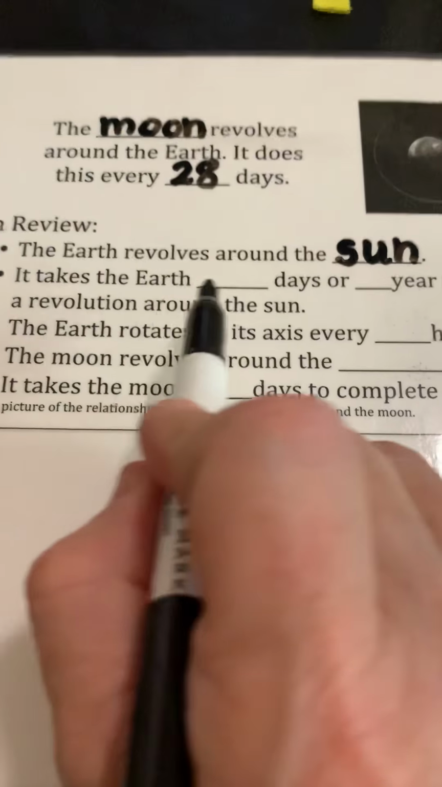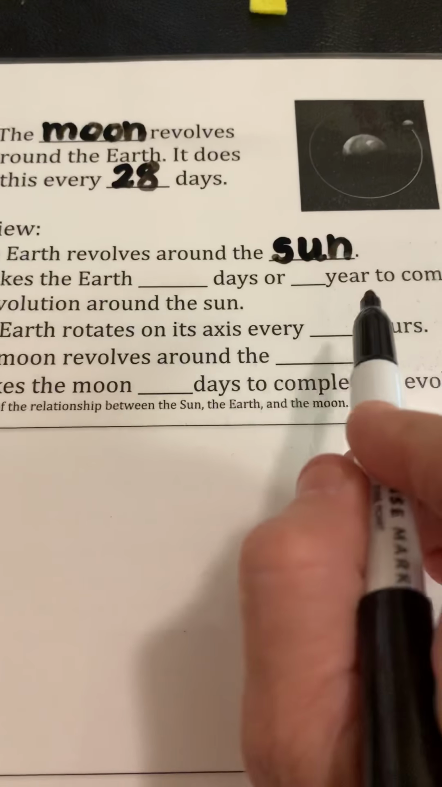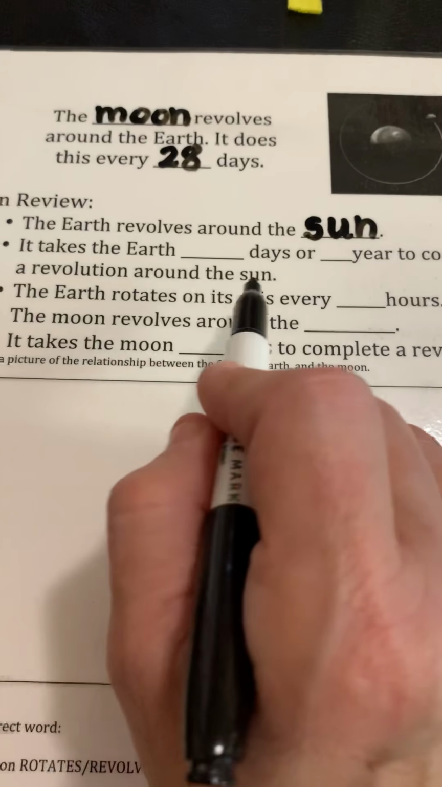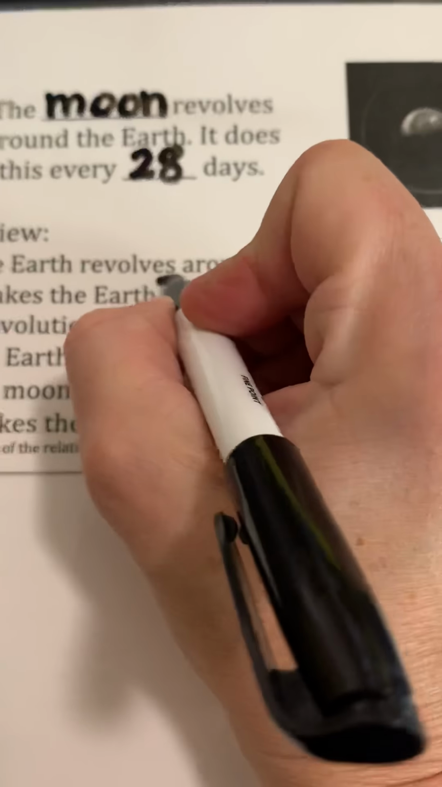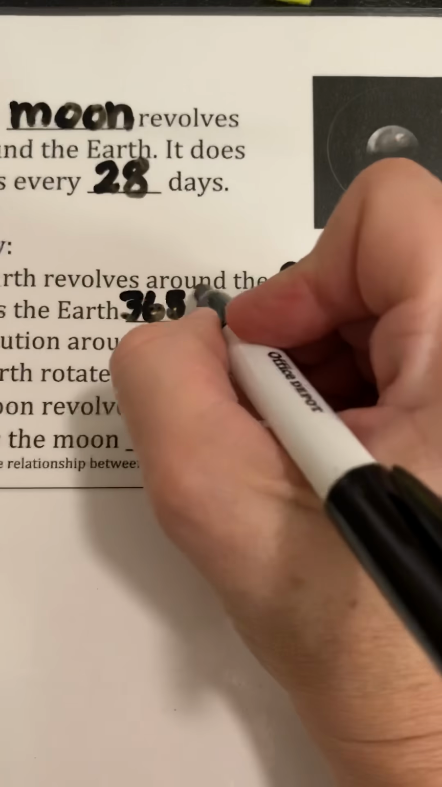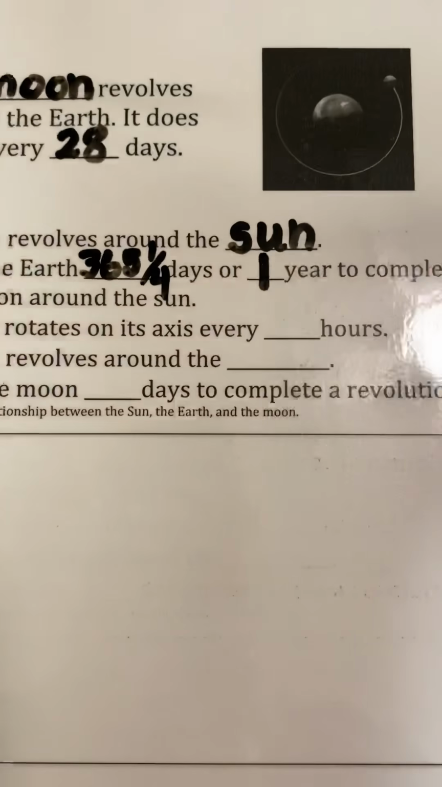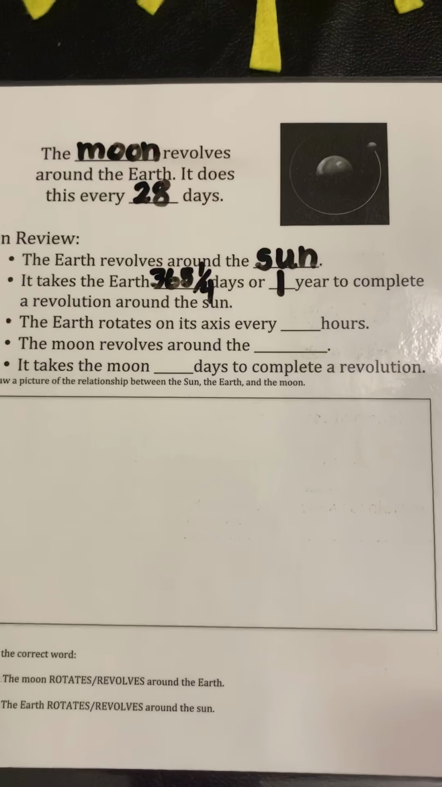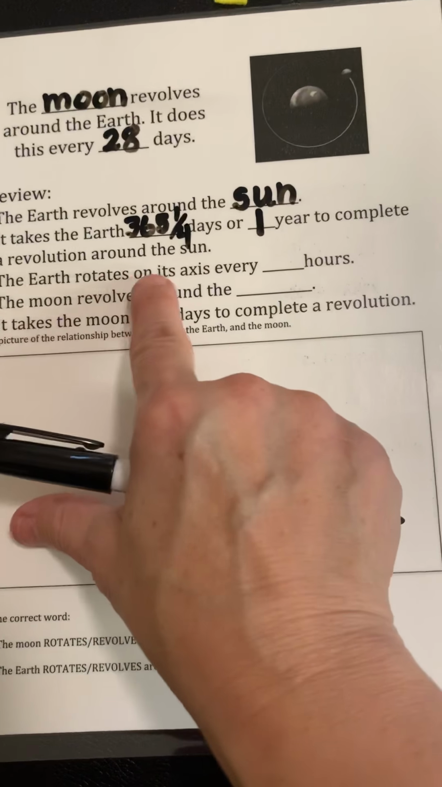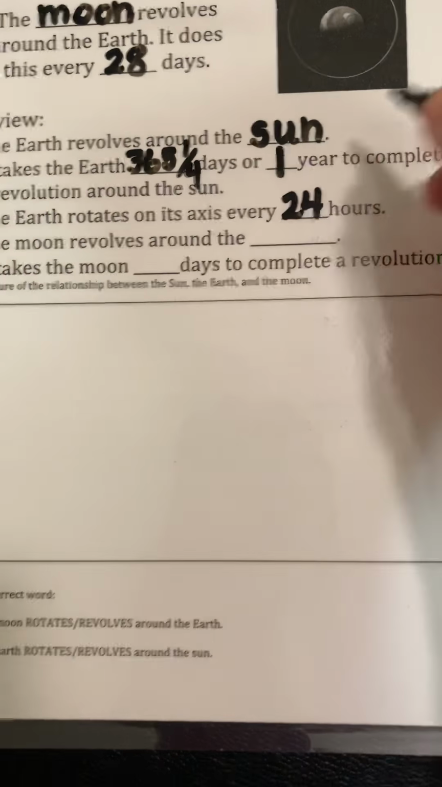It takes the Earth blank days or blank year to complete a revolution around the sun. Okay, we just talked about that. It takes the Earth 365, it's hard to read that, and 1/4 days or 1 year to complete a revolution around the sun. All right? The Earth rotates on its axis every 24 hours.